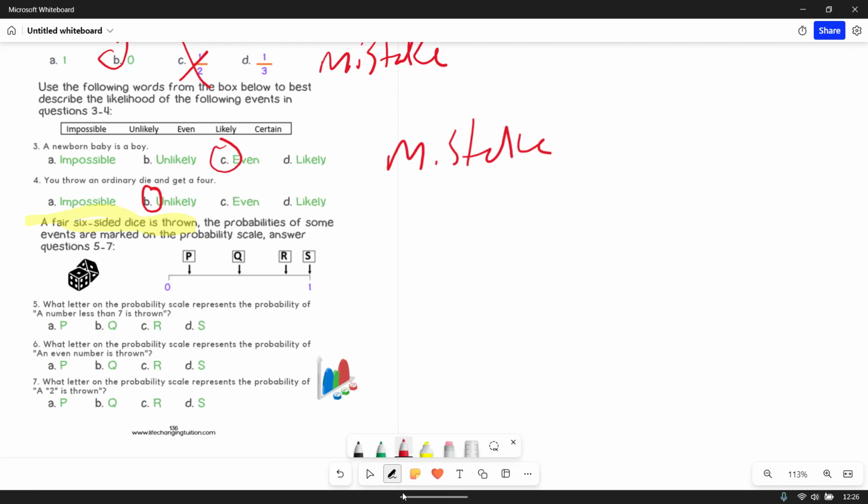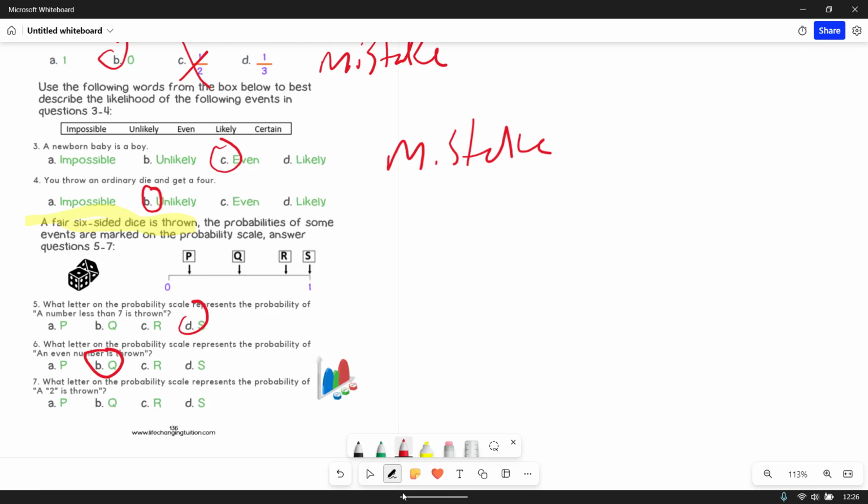So number 5D. What's the probability scale representing an even number thrown? Even number is going to be 50-50 or 0.5. Then the best one is Q, which is 6B.